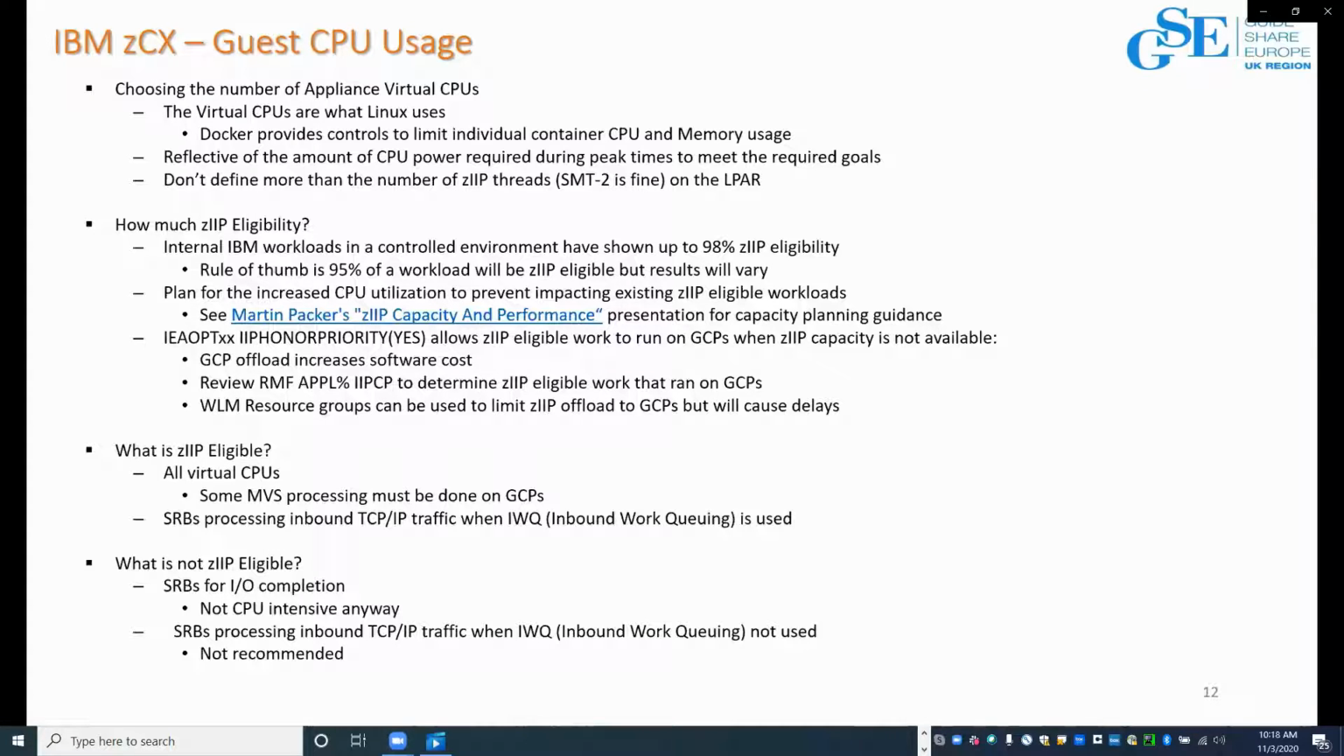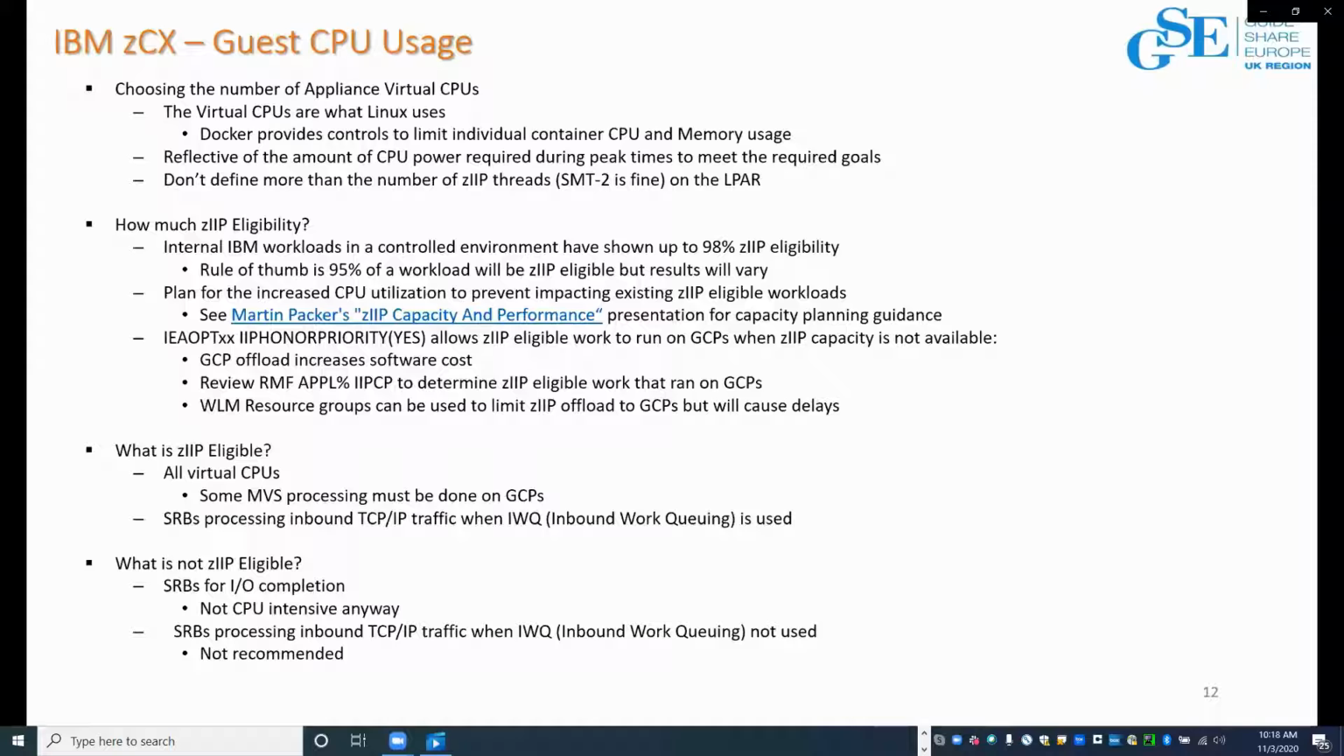Definitely keep an eye on the RMF APPL% IIPCP, which effectively tells you how much zIP eligible work was running on regular processors, which means you didn't have enough zIP capacity. But for the third time, make sure you have enough zIP capacity at peak times overall, because you don't want to impact others that are running on the system.